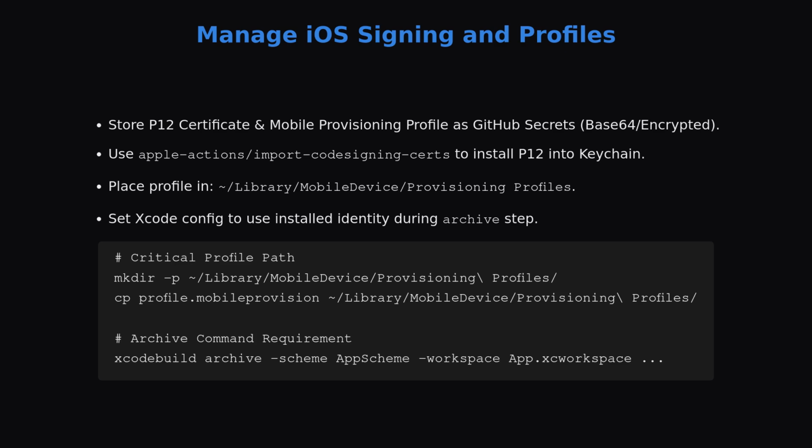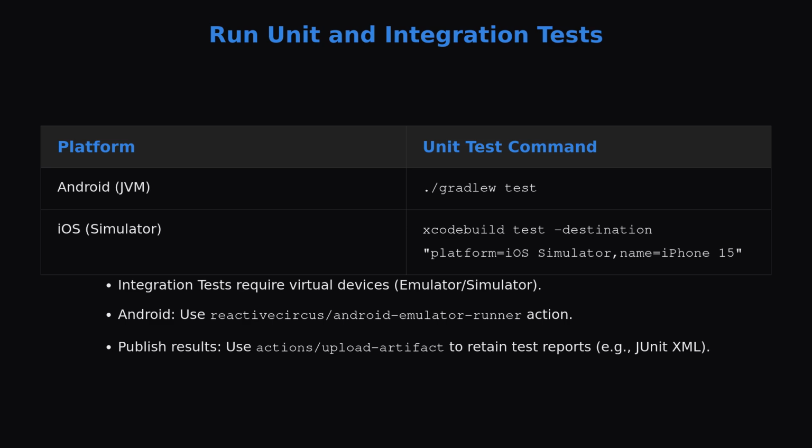Ensure the correct scheme and workspace path are explicitly defined in the Xcode build command to prevent common build failures related to project structure. Failure to correctly place the profile or specify the identity will result in code signing errors during the archive process. Testing steps must execute successfully before the pipeline proceeds to artifact generation.